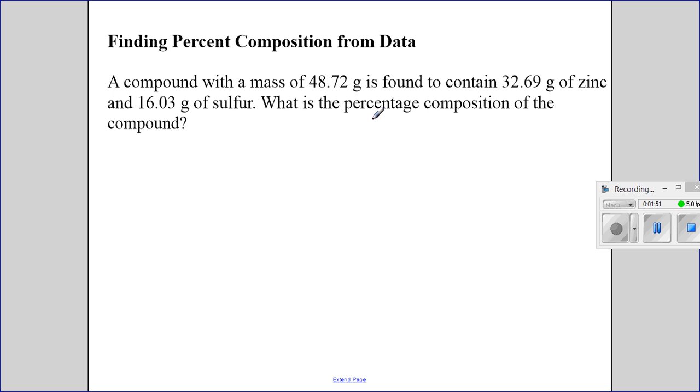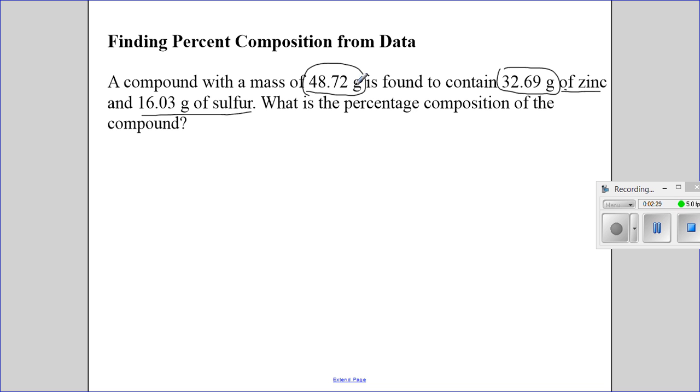So here's an example where we actually have some data. We have a sample, and we don't know what the chemical is, but we know that the sample weighs 48.72 grams. We have combustion analyzers and ways to analyze it and determine what mass of the elements exists within that sample. So we have 48.72 grams of a sample, 32.69 grams come from zinc, and 16.03 grams come from sulfur. If you add these two numbers together, we should get 48.72 grams. Well, how do we find the percentage composition of the compound?